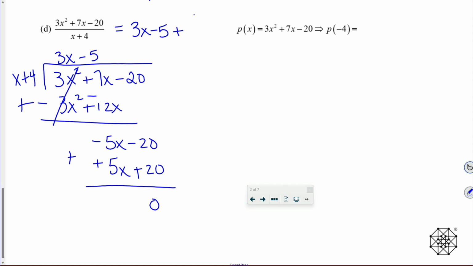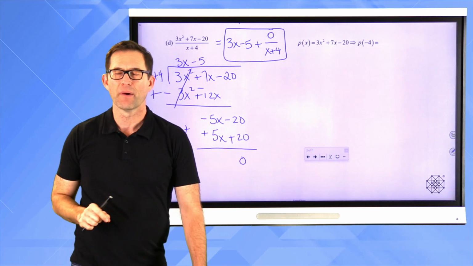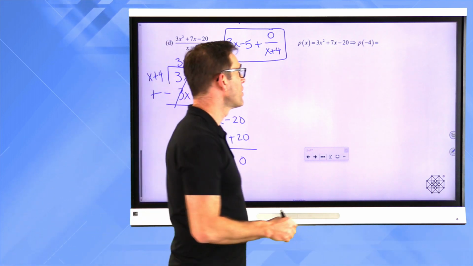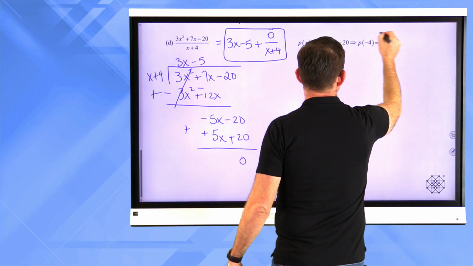And just to be very succinct, even though it's a little bit weird to write it this way, given that the remainder is 0, I'll have 0 divided by x plus 4. And if I evaluate p of negative 4, I get 0.